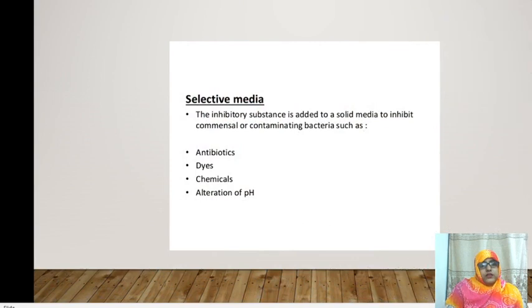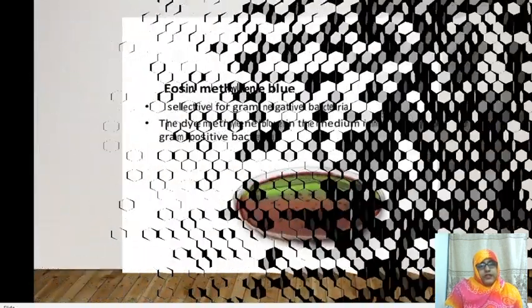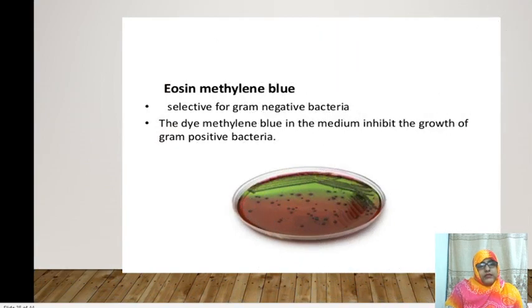Then selective media, for specific bacteria different dyes are added, different antibiotics and different inhibitory agents are added for this selective media preparation. Then eosin methylene blue is the basic example. The methylene blue in the medium inhibits the growth of gram positive bacteria. We can see here.